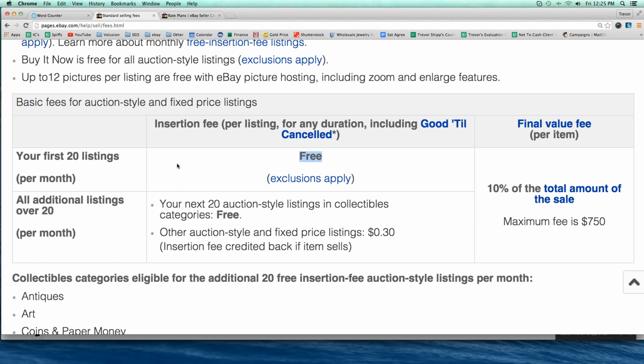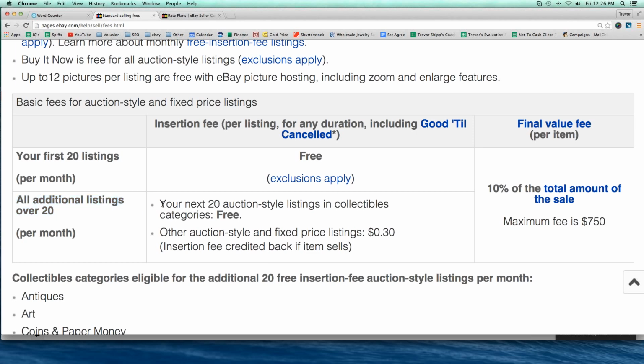So here you go. Your first 20 listings per month are free, okay? And that's for the insertion fee. And then it says over here the final value fee is 10%, with a maximum final value fee. I guess if you sold something extremely expensive for like $100,000, they can't charge you more than $750, okay? That's your total it could cost you.